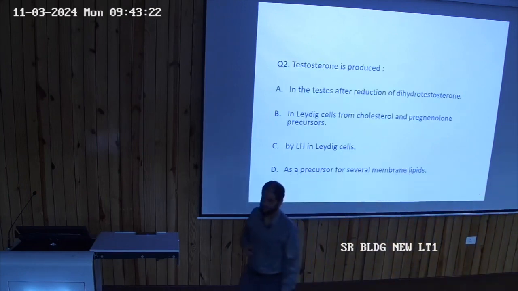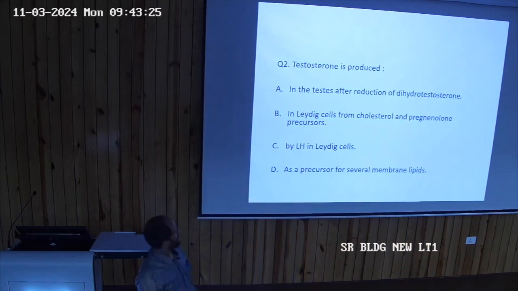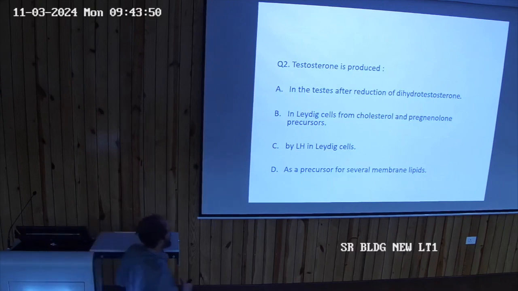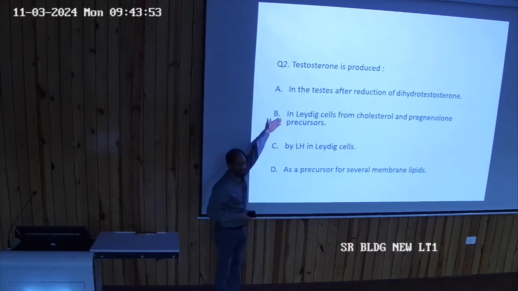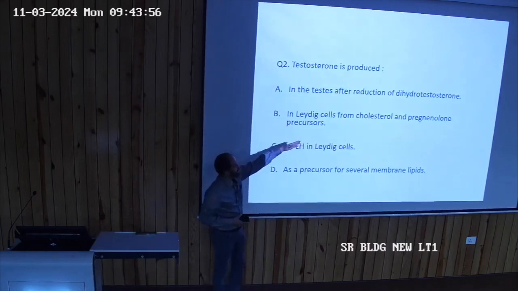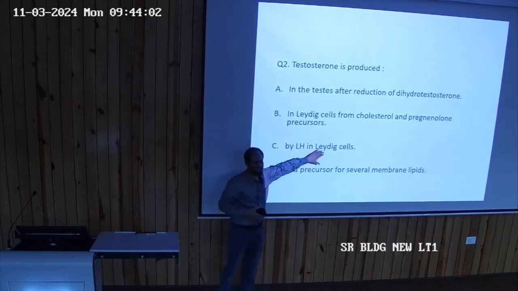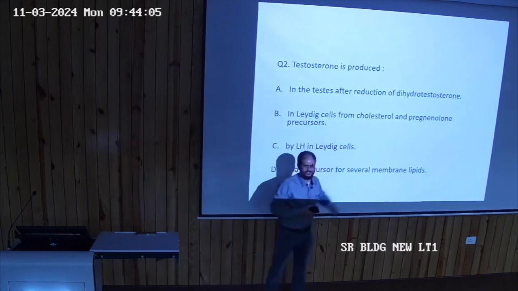Then next question. Testosterone is produced... look here, can you answer? Testosterone is produced, yes, A, B, C, D. C. Why do you think so? You should know the logic, not just A, B, C, D. B is the best possible answer because of the precursor molecules, cholesterol and pregnenolone, you can understand. Obviously it is coming from the Leydig cell, but if there is a best possible answer, you have to choose that one.